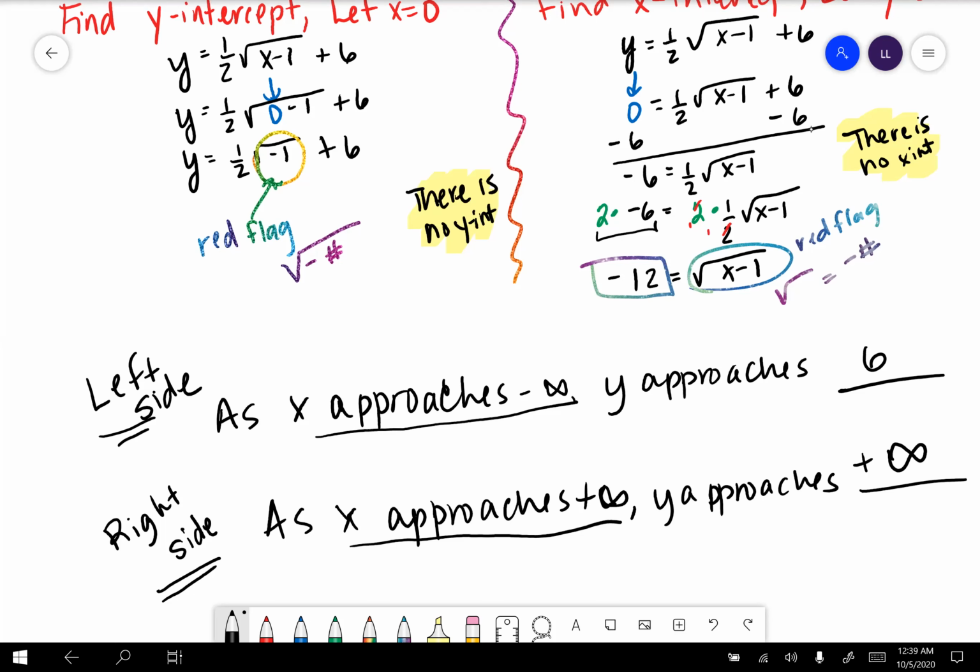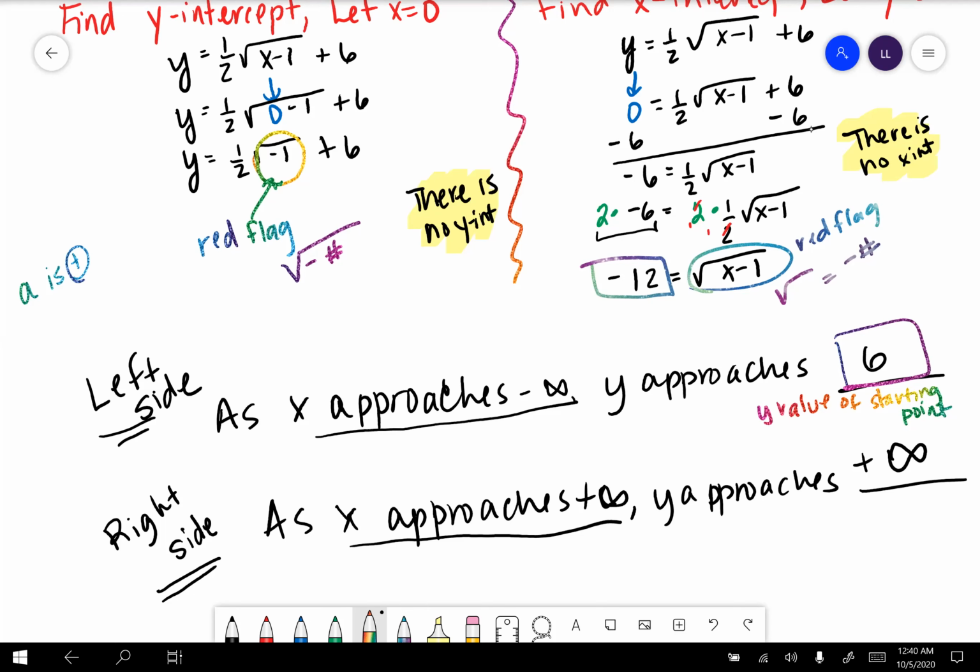Now, let me be super clear about this. With your radical function on the left, if A is positive, this right here is going to be the y value of the starting point. When A is negative, it's a little different. We could talk about that. But when A is positive, there's going to be the y value of the starting point.